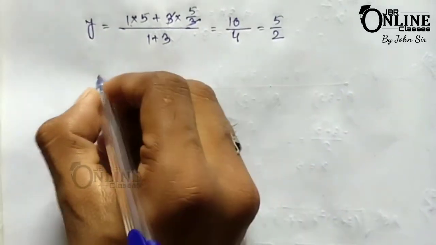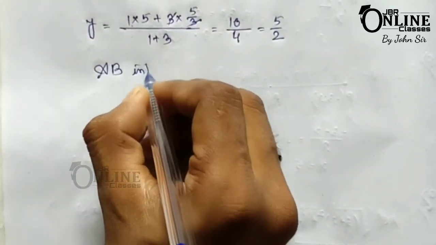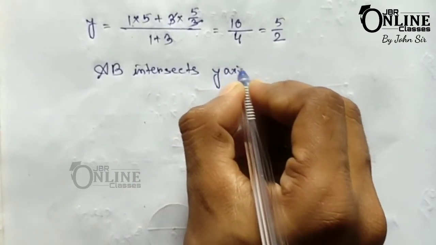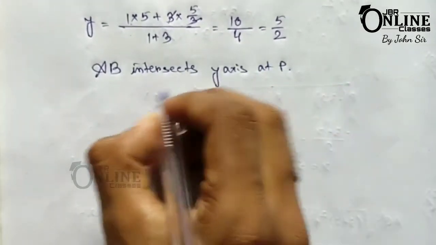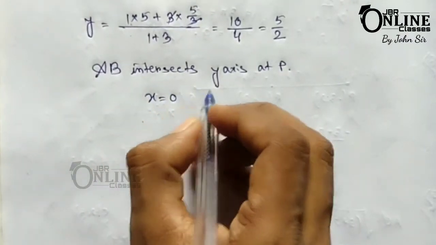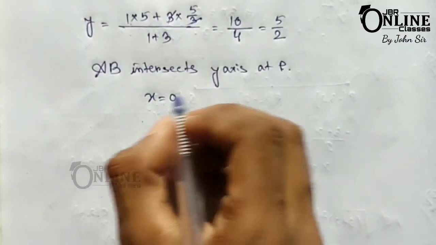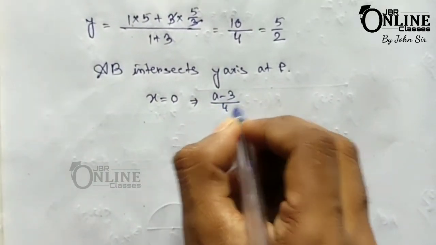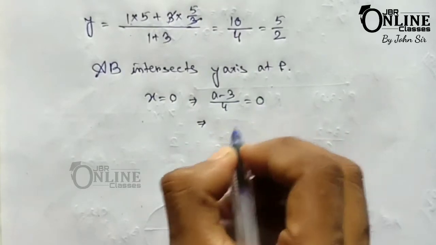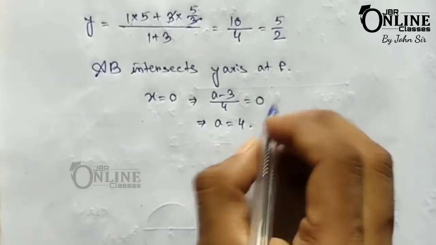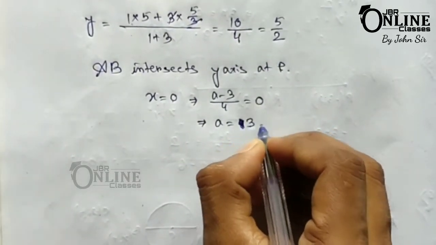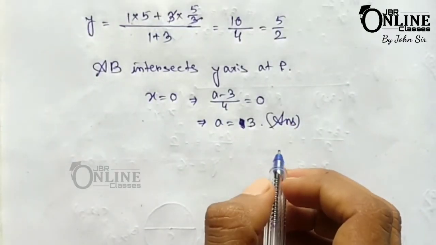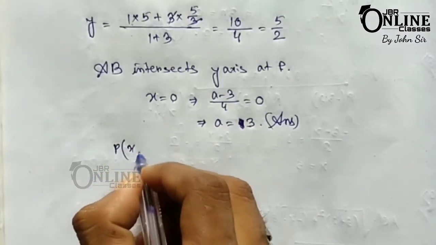Now as AB intersects the y axis at point P, that means x equals 0. That means the x coordinate of that point will be 0. So the value of x we get, a minus 3 by 4, equals 0. So if this one equals 0, then a equals 3. That is the first one. The answer is a equals 3. Now you have to find out the value of the coordinates of point P, x, y.